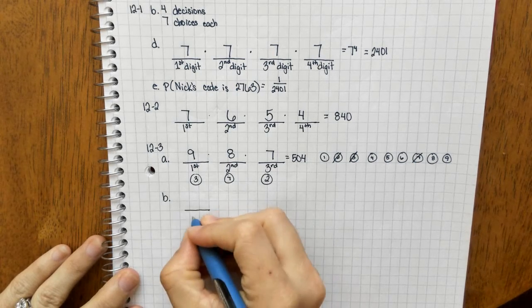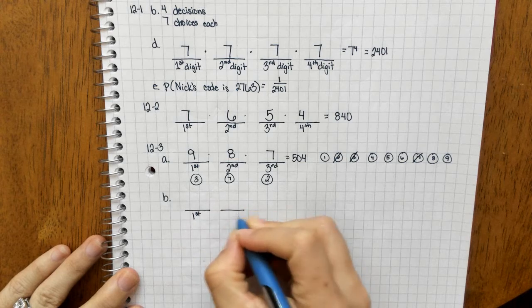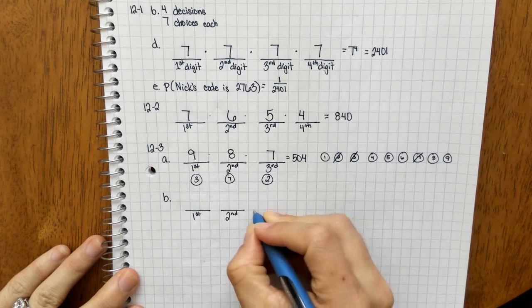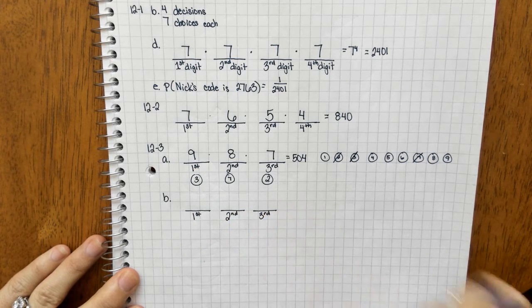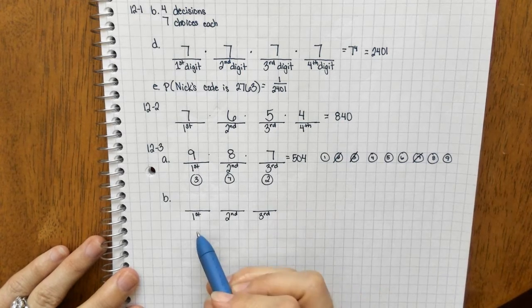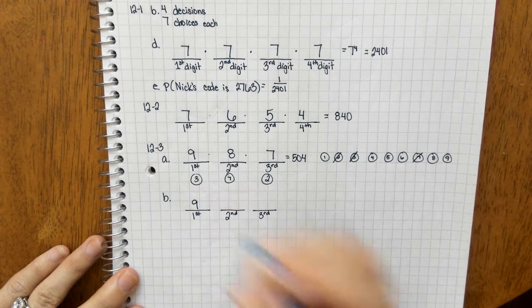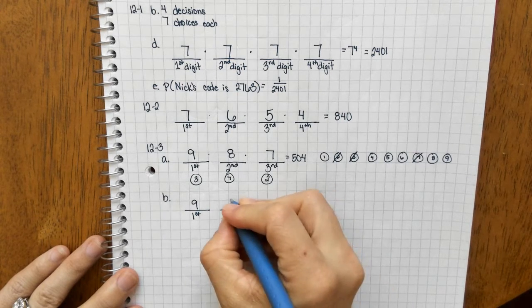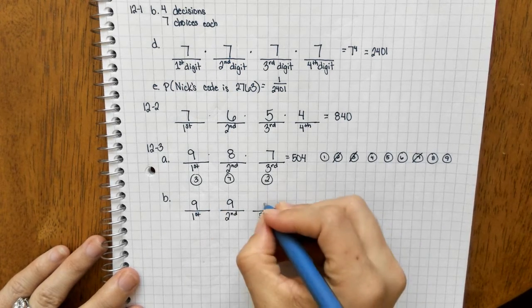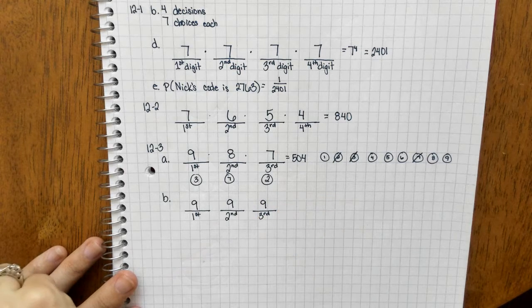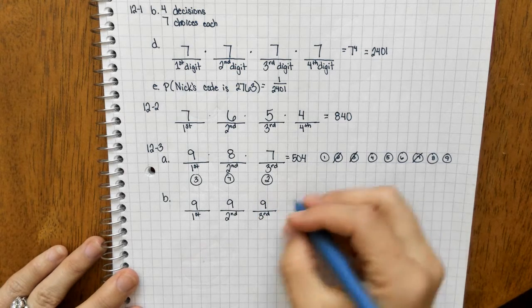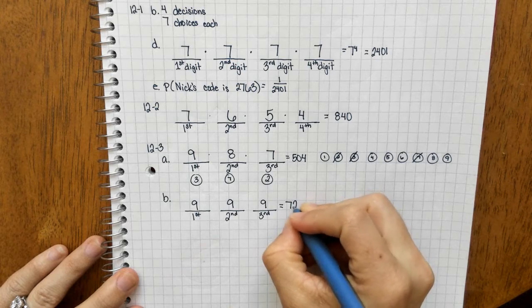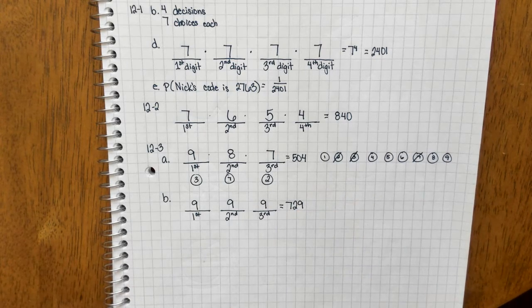So same idea. We have first, second, and third. So we're spinning 3 different wheels here. The first wheel has 1 through 9, 9 options. The second wheel has 1 through 9, 9 options. Third wheel has 1 through 9, also 9 options. So this would be 729.